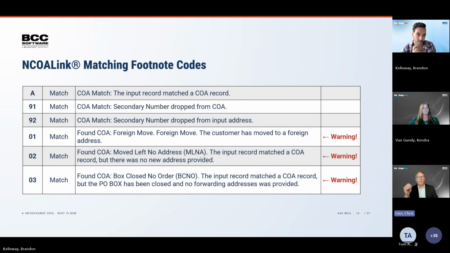Found a change of address, but the person moved and left no address. Kendra, that sounds like that person you were just talking about, it's like, oh, I just moved. I didn't tell anybody. Well, that's a problem, right? How are you going to find them? Or similar, the PO box was closed and they decided not to forward it. So you definitely want to remove these addresses because you're most likely not going to get a match, or you're going to have to use some additional, surgical tools, so to speak, to really try and see if you can find that individual.